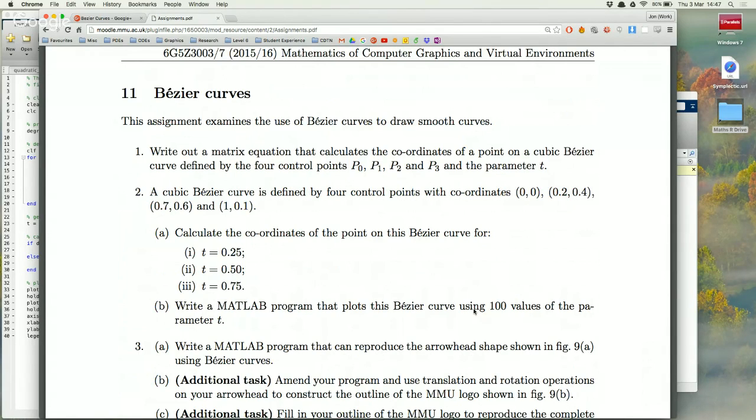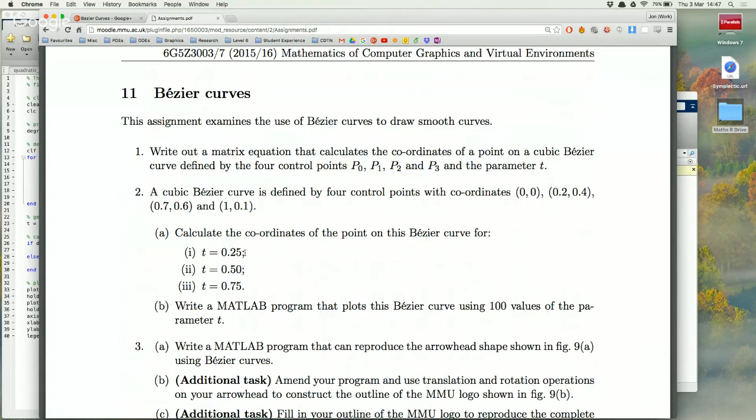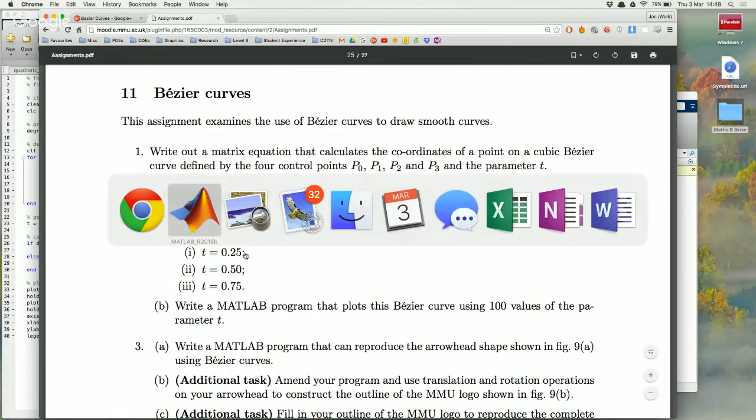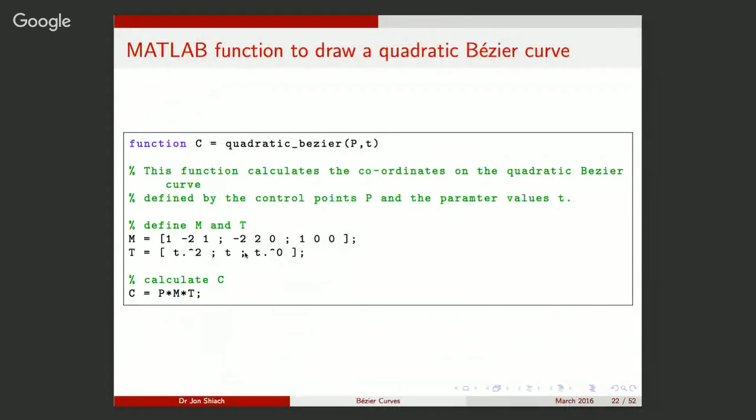Okay, question 2 is a hand calculation. I've given you 4 control points. What I want you to do is calculate the coordinates of the point on the Bezier curve corresponding to those values of t. In a minute, we're going to do one of the activities for quadratic. It's very similar to the cubic. And part B, write the MATLAB program that plots that Bezier curve. I want you to use about 100 values of the parameter t. On one of the previous slides, that's for quadratic. I want you to do similar, but for cubic.